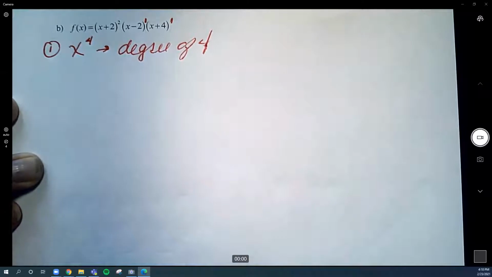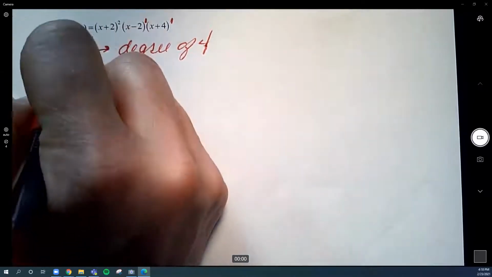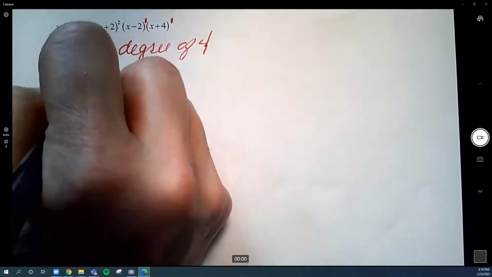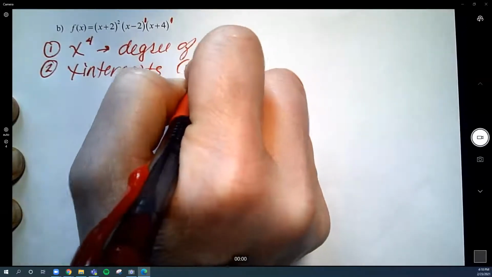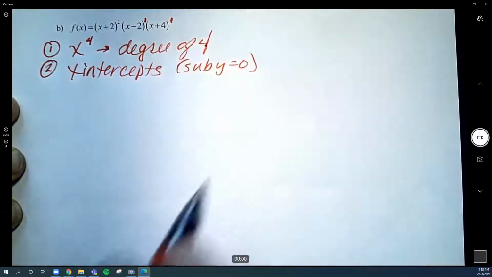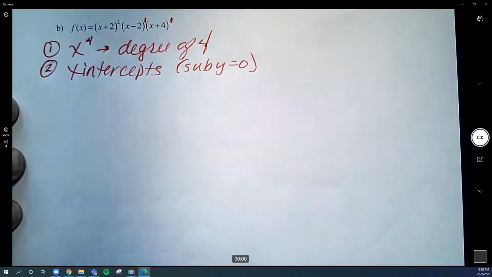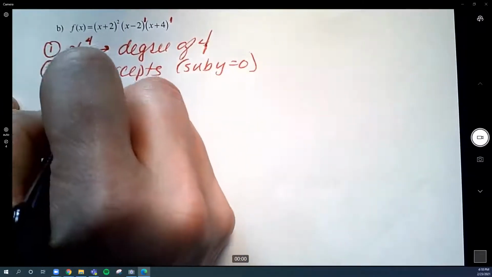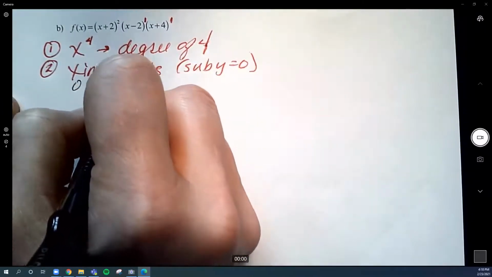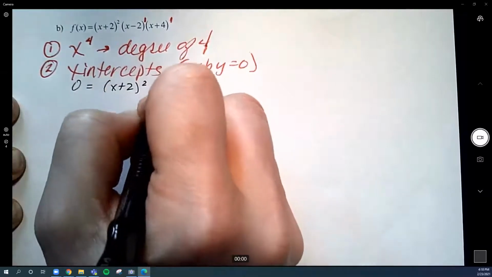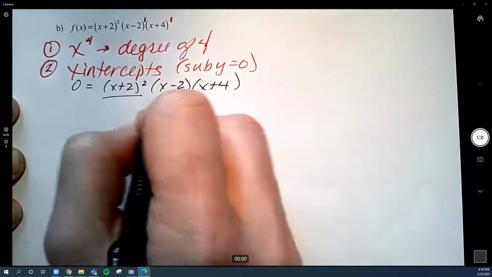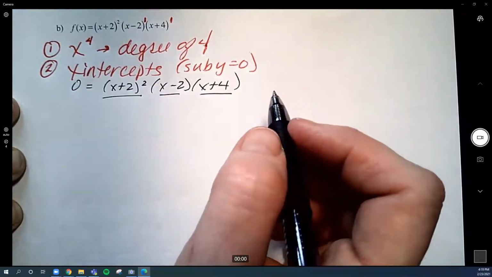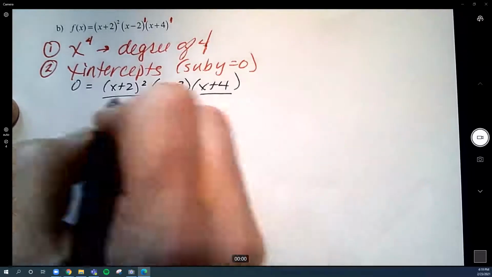Let's also find in the second step what the intercepts will be. Recall the x-intercepts are found by substituting y in for 0. So if I substitute y is 0, I get (x plus 2) squared times (x minus 2) times (x plus 4), which indicates one of these 3 parts using the 0 product property must also be 0.